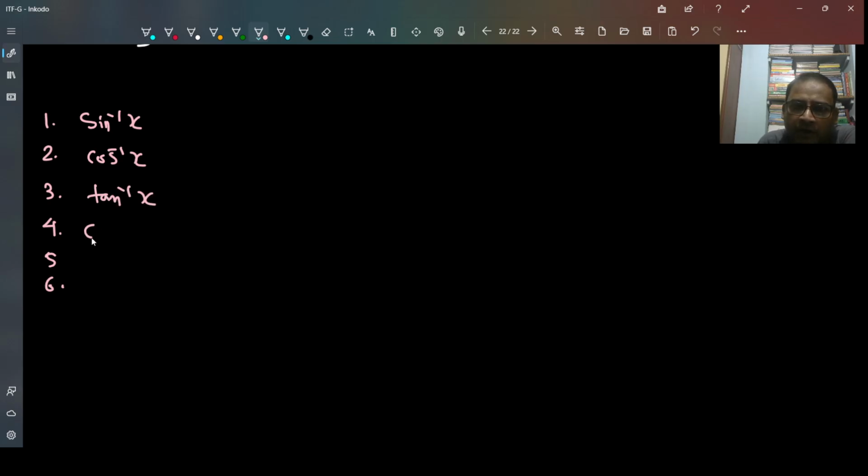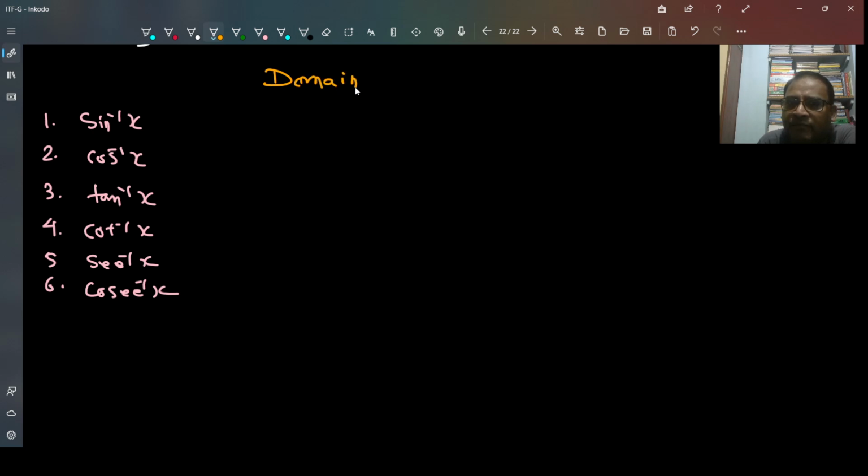So after getting this idea, just make this table and revise with me. Your functions 1, 2, 3, 4, 5, and 6: sine inverse x, cos inverse x, tan inverse x, then you have cot inverse x, then sec inverse x, and then cosec inverse x. Now find the domain of all these functions.